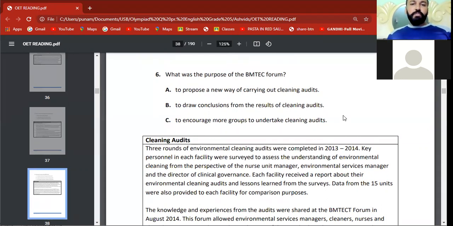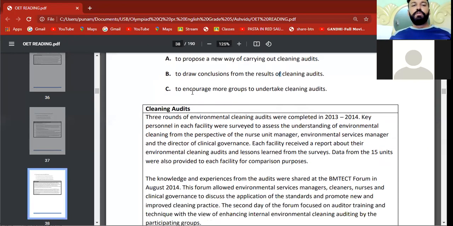What was the purpose of the BM Tech forum? So, purpose of the forum. Option A: to propose a new way of carrying out cleaning audits. So, new way, new way of cleaning audits. I can say that also, new way, audits.